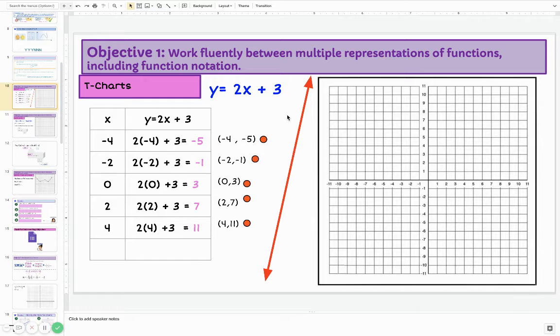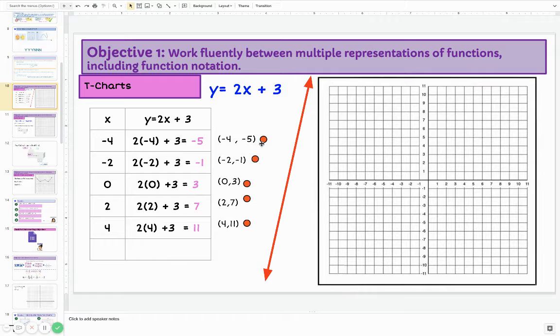So here we have a T-chart, and we have our function y is equal to 2x plus 3. So I'm going to use the points -4, -2, 0, 2, and 4. I like to use negatives as well as positives to make my lines. So if I were to input -4 into my function, the output would be -5. So this point would be -4, -5.